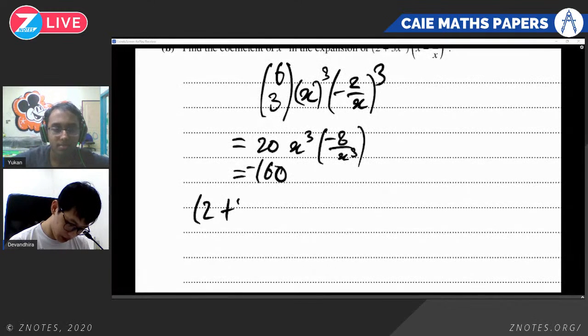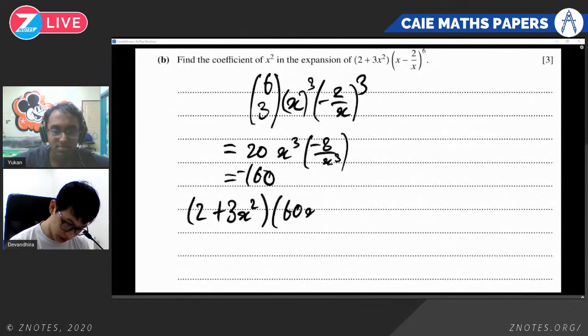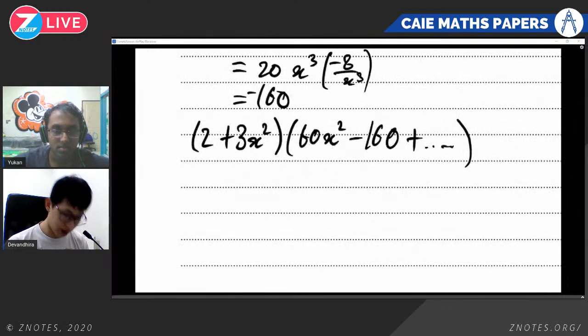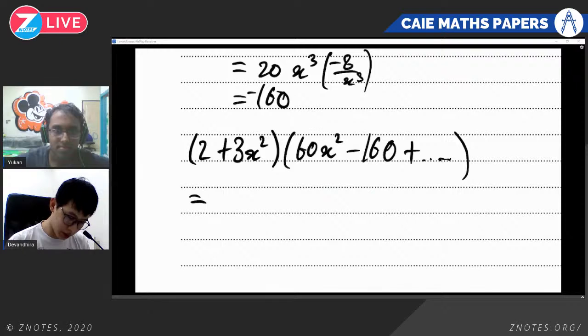Now let's just write the multiplication again. We have 60x squared minus 160. Though there should be more terms, but we don't really care about that. I'll just put a plus and so on. We only care about the x squared term. That means all we need to do is multiply the correct terms so that I get an x squared. So I can see that when I multiply 2 times 60, I'll get 120x squared.